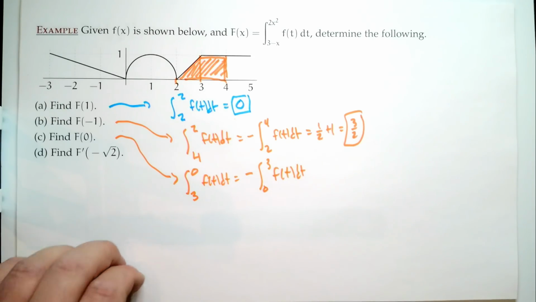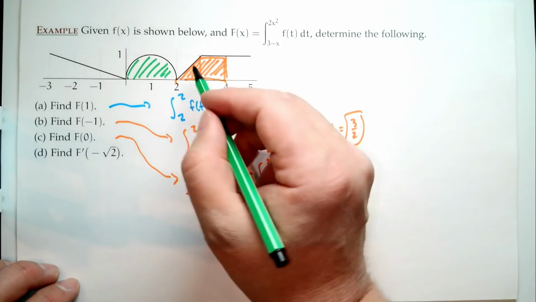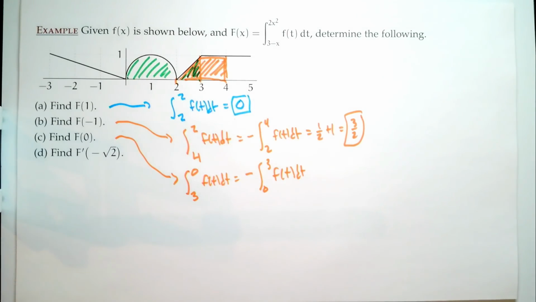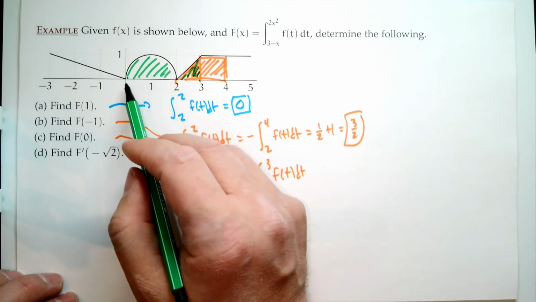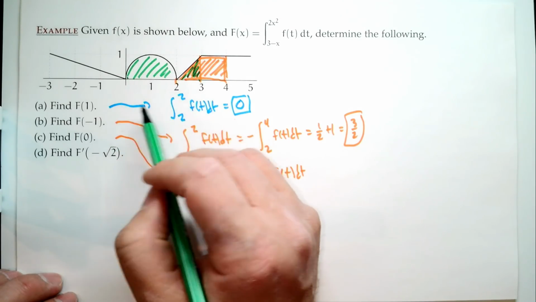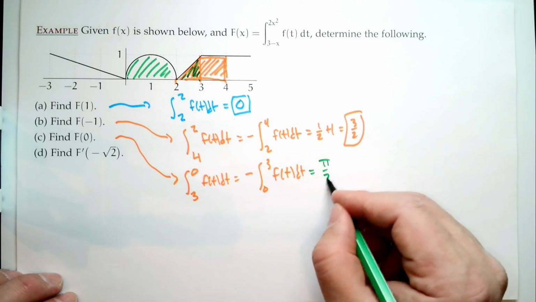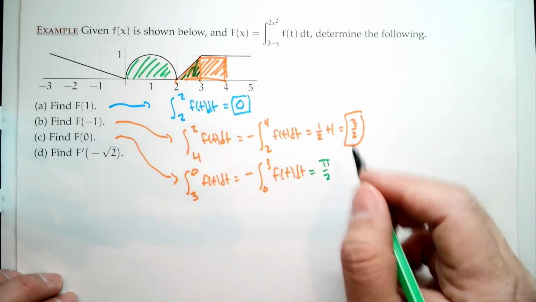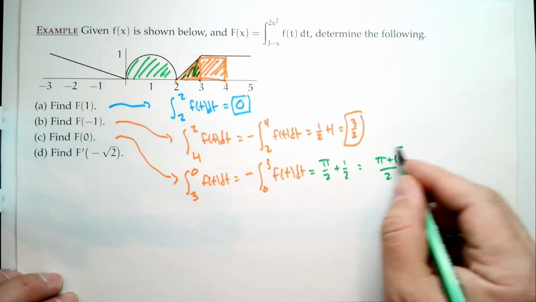And now we say, okay, well, what is that? Well, now we go from 0 to 3. So we have that region. And how do you find that? Well, it's half of a circle of radius 1. So here, this is a circle of radius 1. So the area of a whole circle would be pi. Half a circle would be pi halves, plus this little triangle, which is another 1/2. So pi plus 1 over 2.